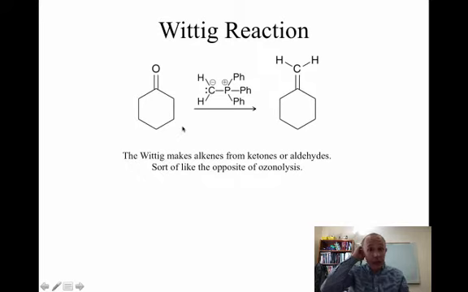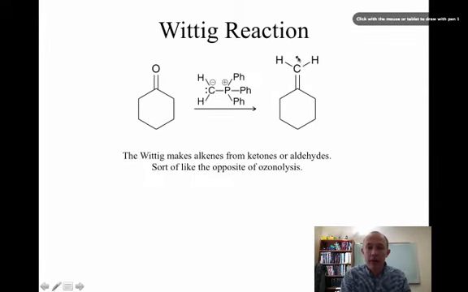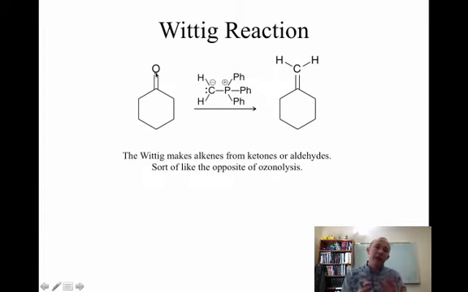Okay, the next reaction we're going to talk about, which is a really cool reaction, is the Wittig reaction. The Wittig reaction makes alkenes, or makes carbon-carbon double bonds. So we have a carbon-carbon double bond starting with a carbon-oxygen double bond. Remember, in ozonolysis, we take a carbon-carbon double bond and we turn it into a carbon-oxygen double bond. So you can think about the Wittig reaction, it's pronounced Wittig, like a V. You can think of the Wittig reaction as the opposite of ozonolysis. We're taking a carbon-oxygen double bond and turning it into a carbon-carbon double bond.